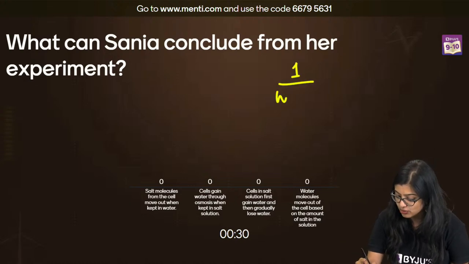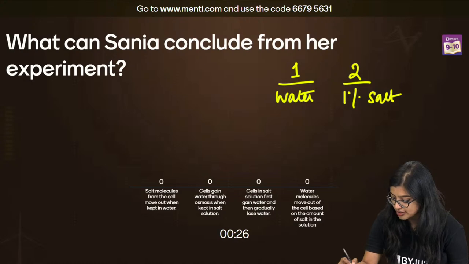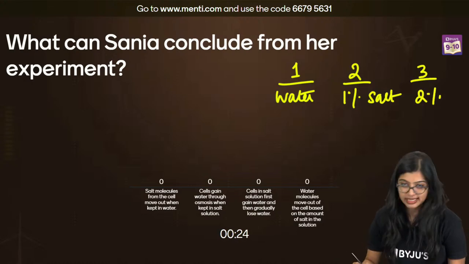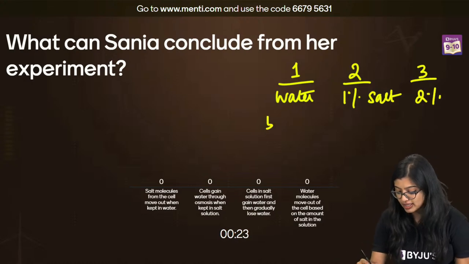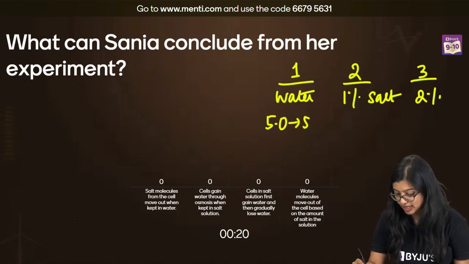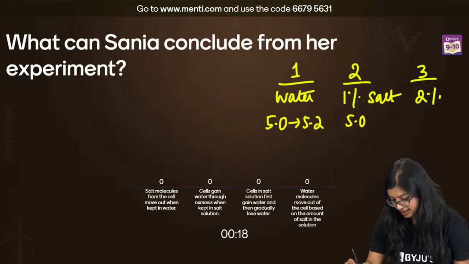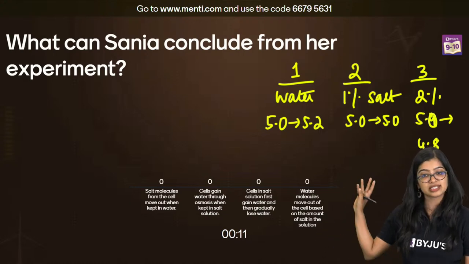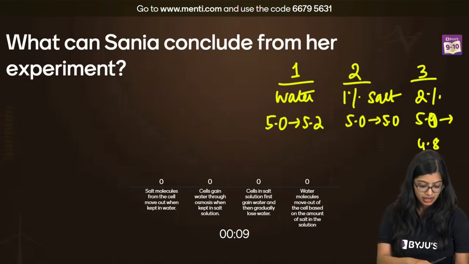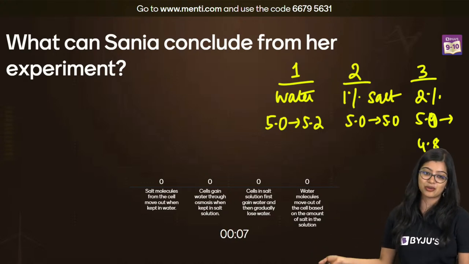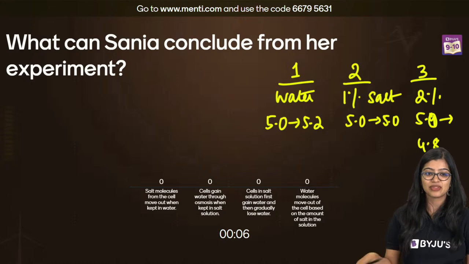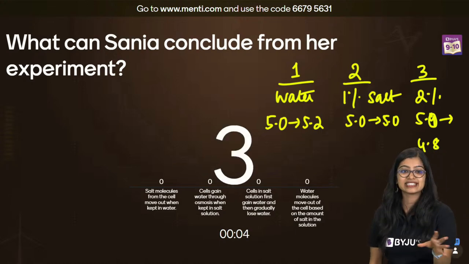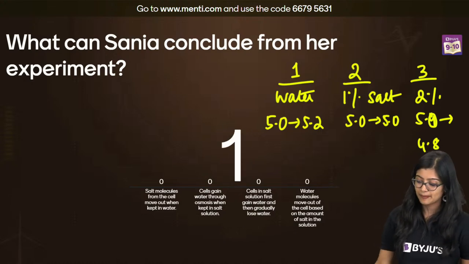So, you have beaker 1 with water, beaker 2 with 1% salt, beaker 3 with 2% salt. In water, we saw that 5 centimeters became 5.2. This remained as it is. And in this, we saw that 5 centimeters became some 4.8. This is your observation from the question. I'm telling you, the question is very easy. It's not very tricky. Very easy, guys.